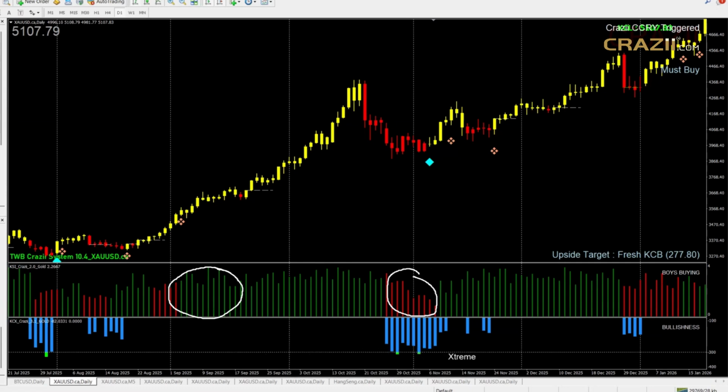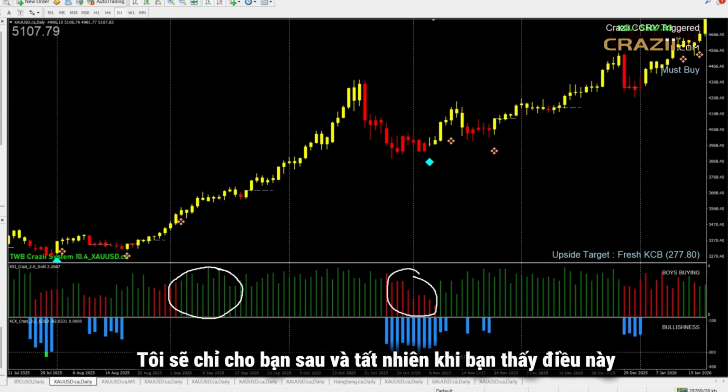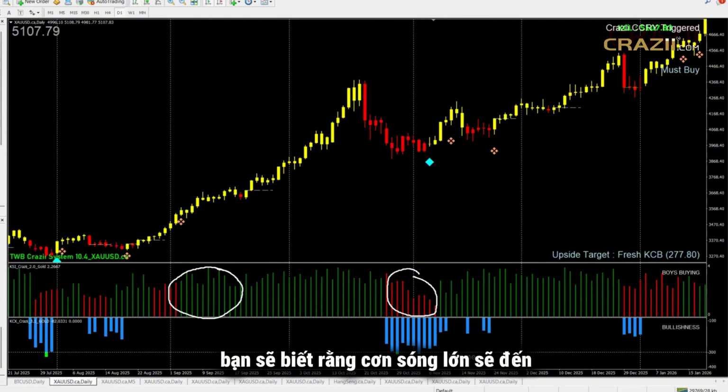Now, one thing to note is there's a divergence whereby there is this thing called Crazii elephant indicator. I'll show you later. And of course, when you see this, you know that big movement is going to come in.